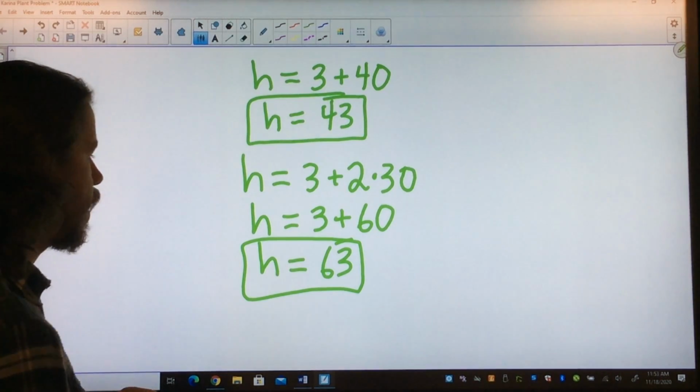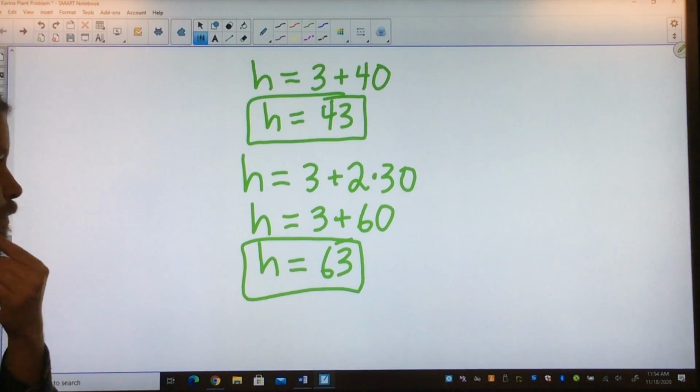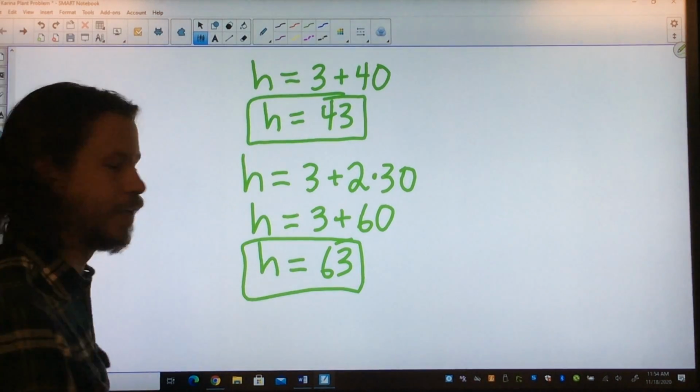Now, why do we call this a linear... High school teacher's lunch is being served outside if you're interested. Sorry about that. I can edit that out.